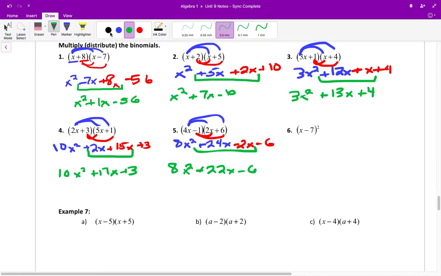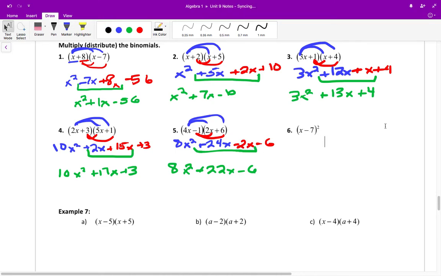Now, this last one is tricky. In fact, this one is hard for even some of my students that are in Algebra 2 and up. Whenever you see this exponent, what you normally want to do is this. You normally want to take x and square it, and then 7 and square it, and say that the final answer is x squared either minus or plus 49. This is not the right answer. Please do not do that.